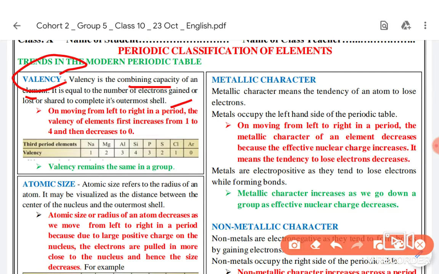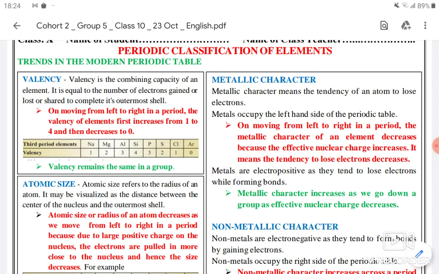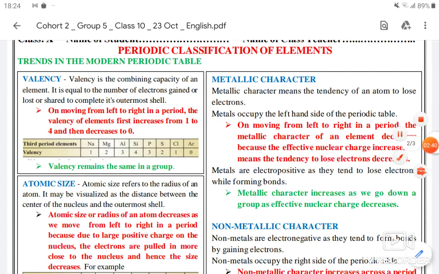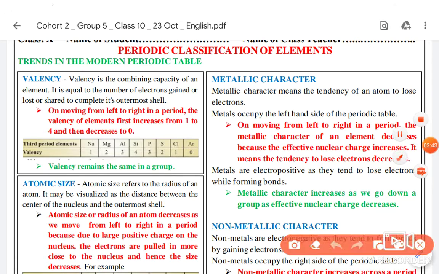That also depends upon the number of valence electrons present in the last shell, that is the outermost shell, because every element wants to complete its outermost shell. If it is the first shell, then they want to attain the configuration of helium, that is 2 electrons. If it is not the first shell, they want to achieve the nearest noble gas configuration, that is 8 electrons in the last shell, if it is the second shell we consider.